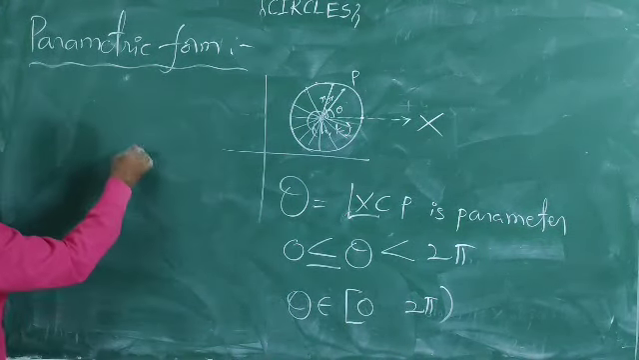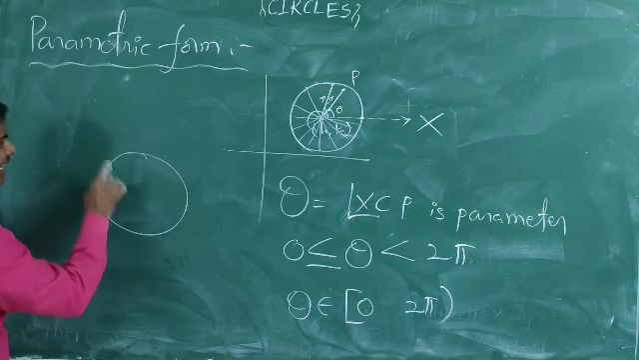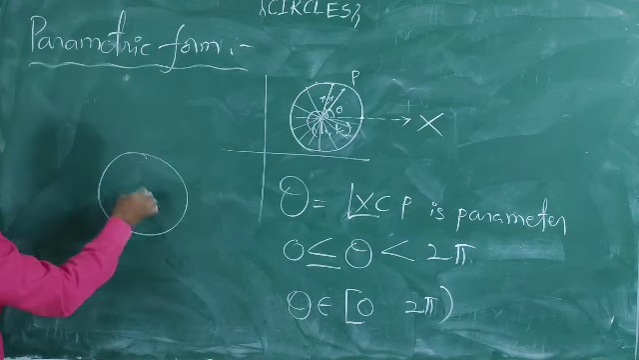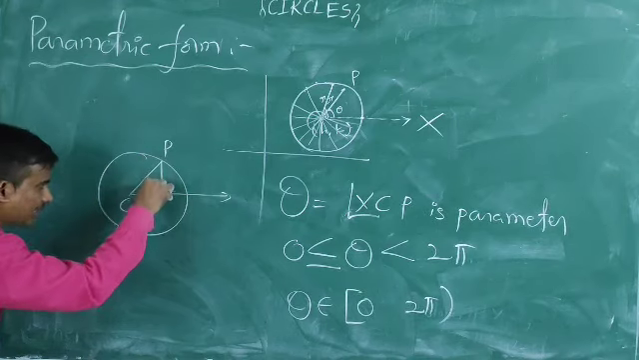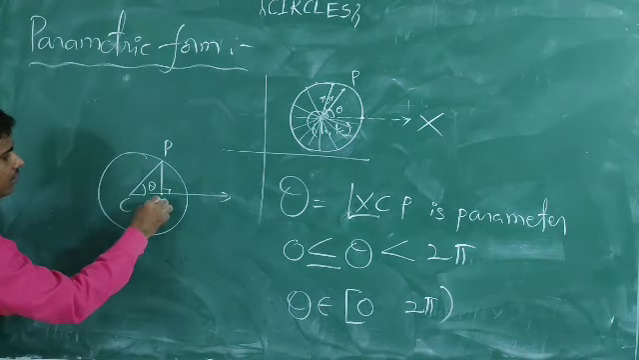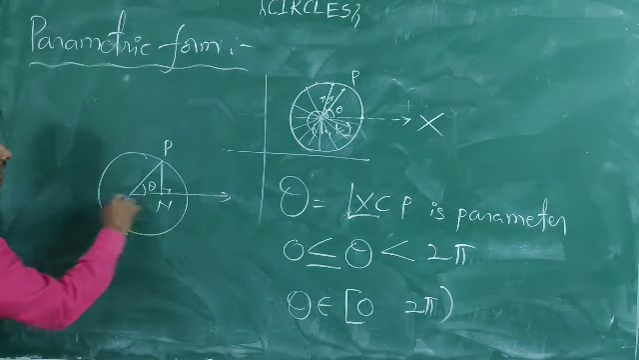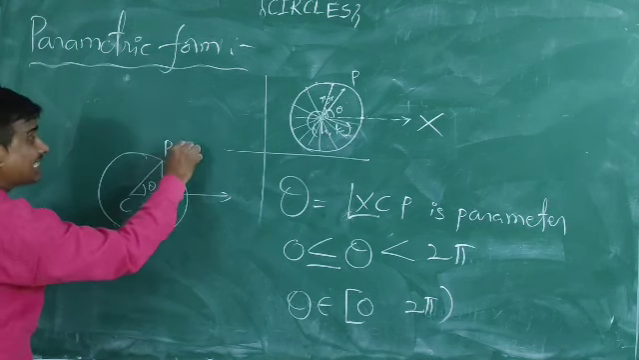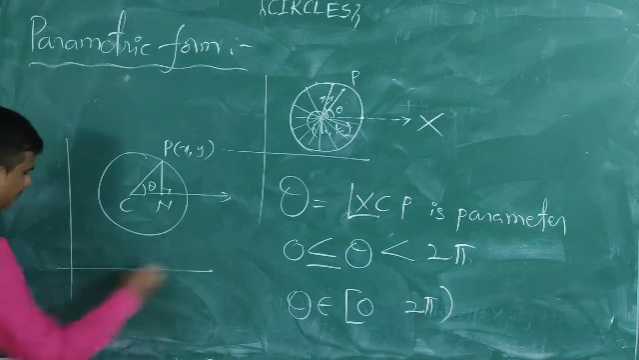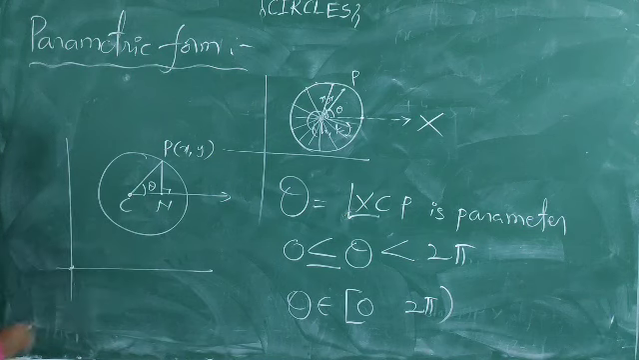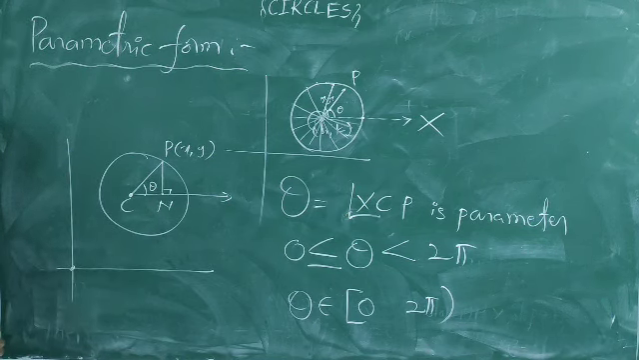From it, I want to take only one point to explain briefly. This is theta, this is P, this is C. I want to take the foot of the perpendicular from P on the horizontal line, and it forms a right angle triangle. The point is (x, y), and the center is (h, k), and you can clearly observe that.